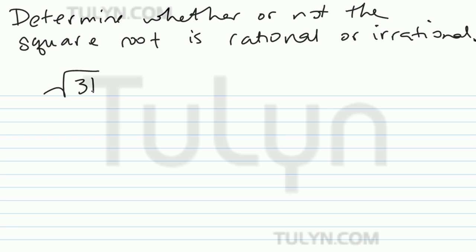An easy way to determine whether or not it's irrational is just go over all your perfect squares. Perfect squares are numbers that are just like the answer to things squared. So like in 1 squared, a perfect square would be 1. 2 squared, a perfect square would be 4. 3 squared, a perfect square would be 9. Keep going. 4 squared, 16. These are your perfect squares right here.